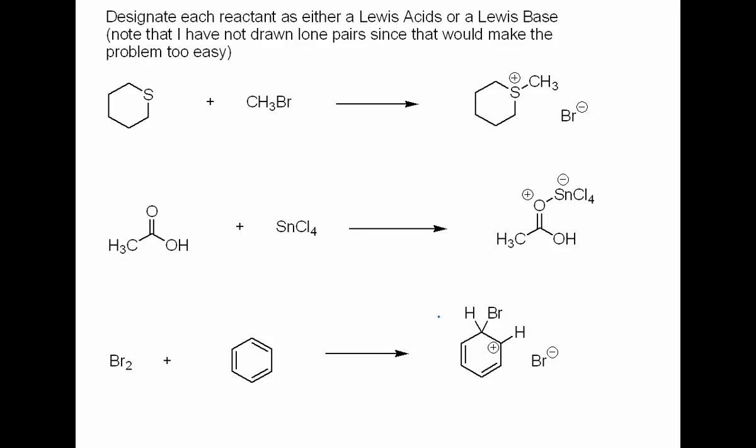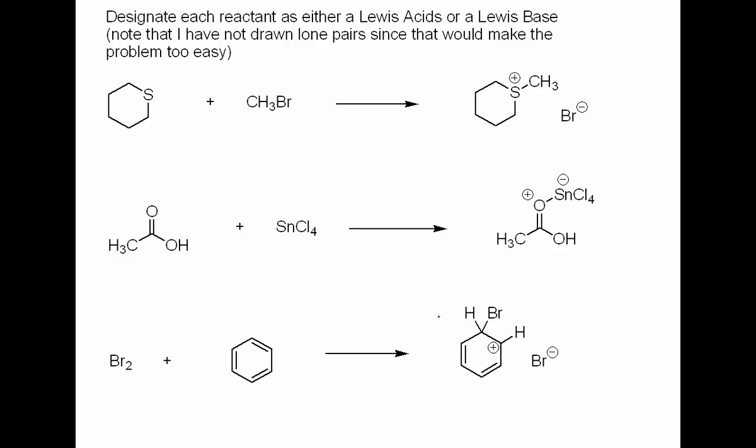And again, try to pause it, try to answer it yourself before you listen to the answers. Designate each reactant as either a Lewis acid or a Lewis base. And note here that I didn't draw you the lone pairs. The reason being that would just make the problem too easy. You would see the lone pairs and say, oh, lone pairs, Lewis base. So we don't want it to be too easy. All right, so let's look at the answers here.